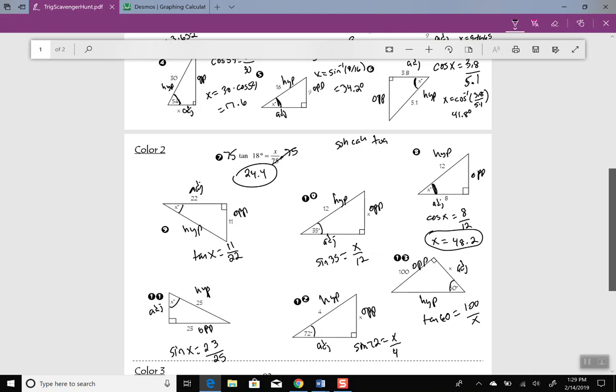Number 10, I have to multiply by 12 on both sides. So 12 times the sine of 35 degrees gets you 6.9 if you round it. I have to solve for the angle in number 9, so I'm going to use the inverse tangent of 11 over 22. Gets me 26.6 if I round.